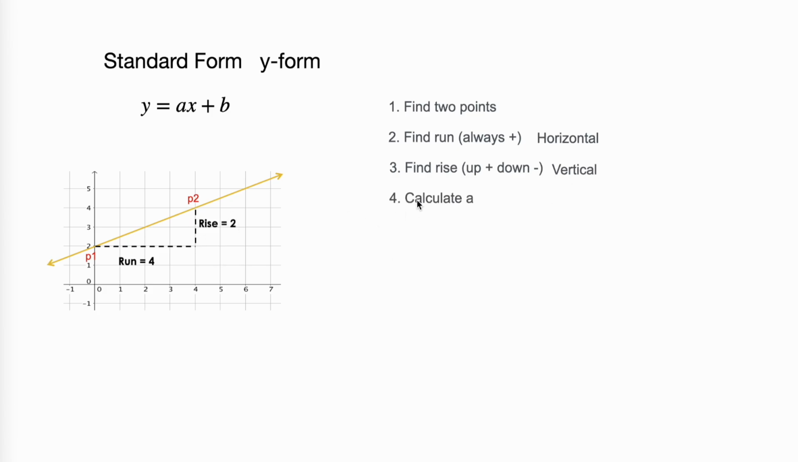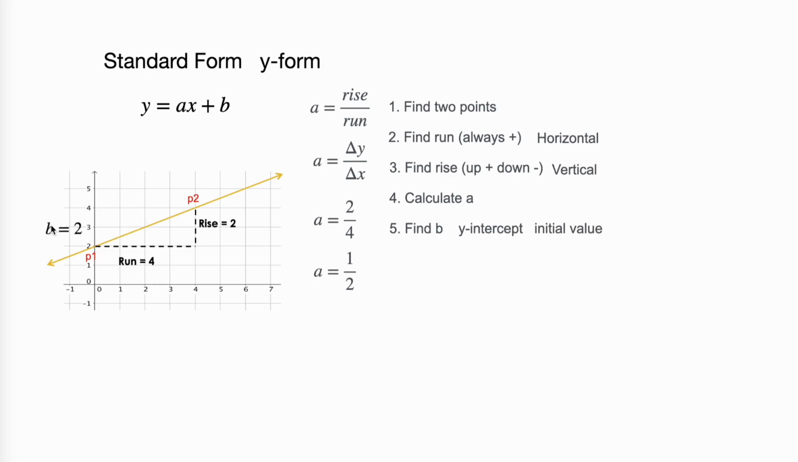The slope, we're going to calculate in step 4. Calculate the slope. The slope is the rise divided by the run, or the delta y over delta x. In this case, the rise is 2, the run is 4, so 2 divided by 4, I can reduce that to 1/2. Step 5, find the b. Find the initial value. The b is the y-intercept. It's also called the initial value, and we can read it off the graph right here. The b is 2. Our equation becomes y is equal to ax plus b. The a is 1/2, and the b is 2. Y equals 1/2 x plus 2.